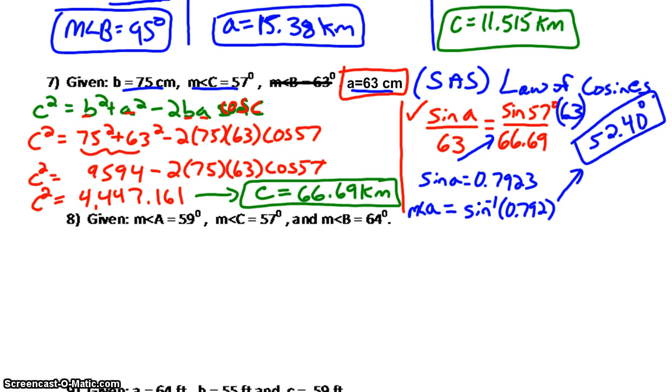Now, to get the final piece of the puzzle, I will take 180, subtract 52.40, and subtract my given angle of 57 degrees. And what I end up getting is a positive 70.60 for my measure of angle B.